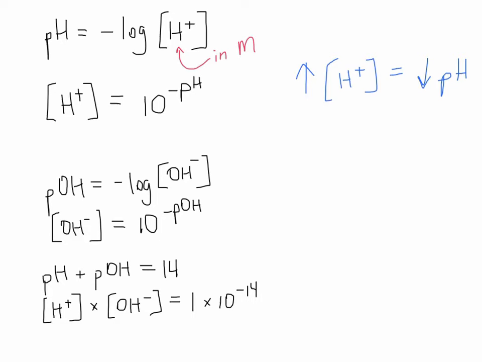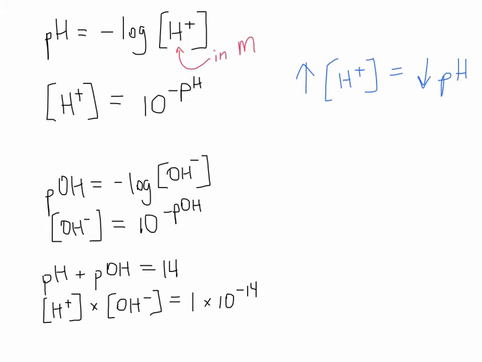Here are all the equations you will need for calculating pH and pOH for strong acids and bases, which is what we're focusing on today. pH is equal to the negative log of [H+], and this is a log base 10. The concentration of H+ is equal to 10 to the negative pH. The brackets actually mean concentration, and the concentration is going to be in molars, which is moles per liter, as I said on the previous slide.